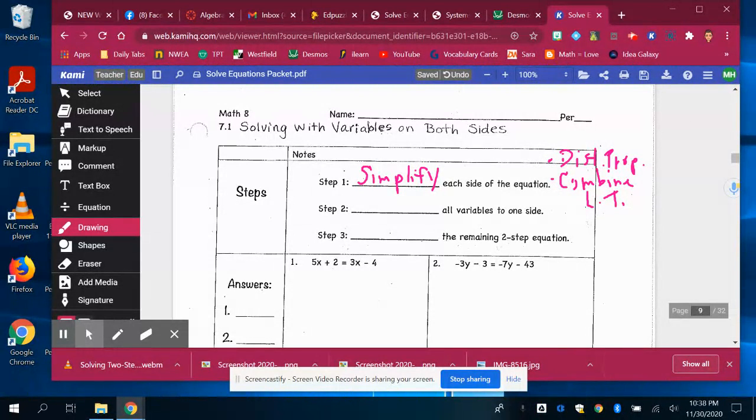Step two, you're going to move all the variables to one side. So you're going to move variables to one side, constants to the other side. Step three, you're going to solve the remaining two-step equation.